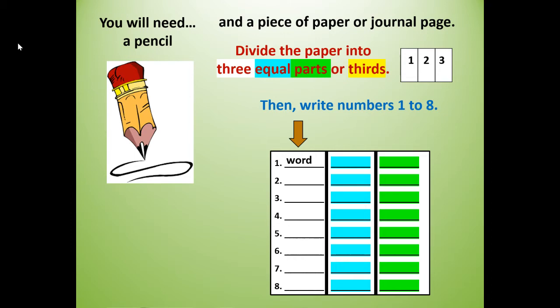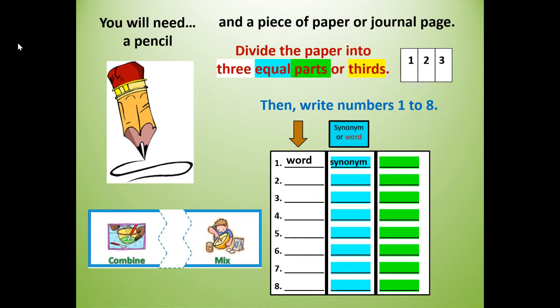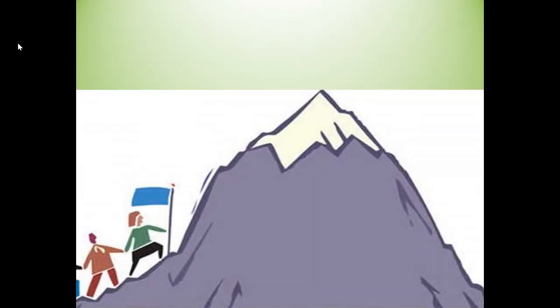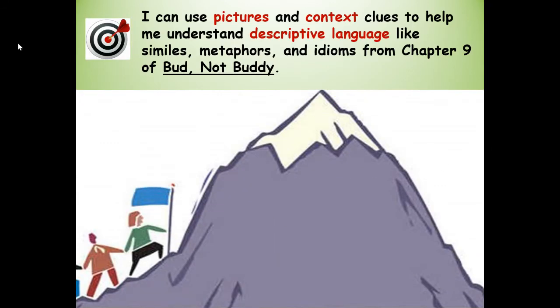So after you write your vocabulary word, in the next column, you're going to write a synonym or short definition. And a synonym is a word that means the same or is similar in meaning. For example, combine is similar to mix. They are synonyms. They mean basically the same thing. If you don't catch the synonym or the short definition, that's okay. You can write the word again. And in the last column, I want you to draw a quick picture or sketch to help you remember the word.